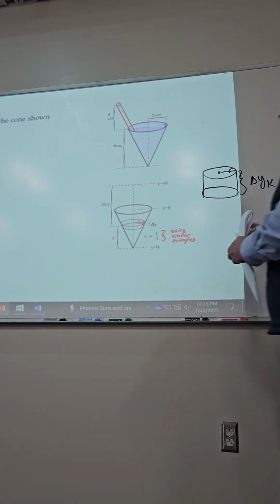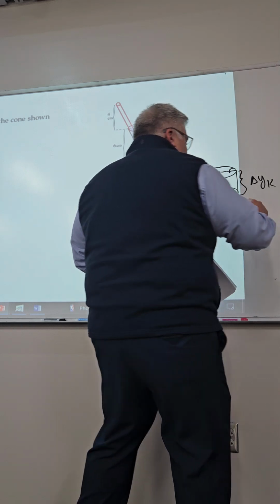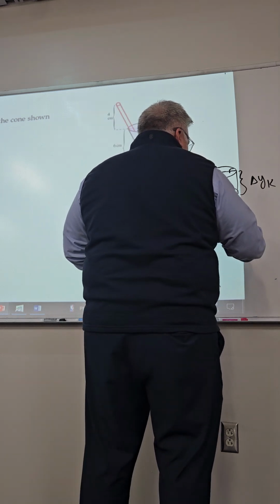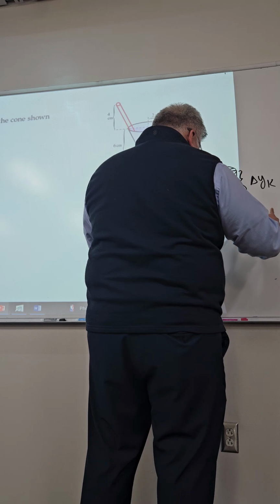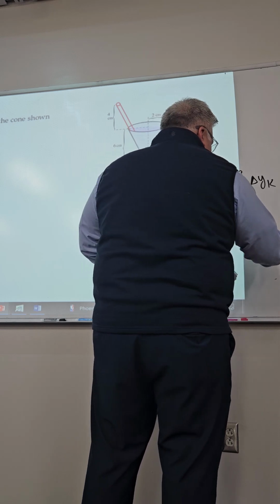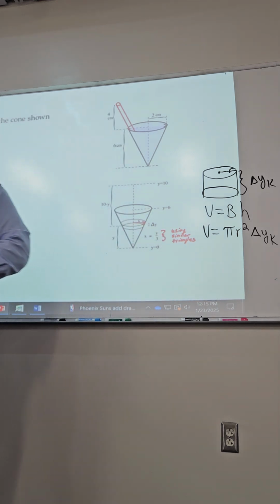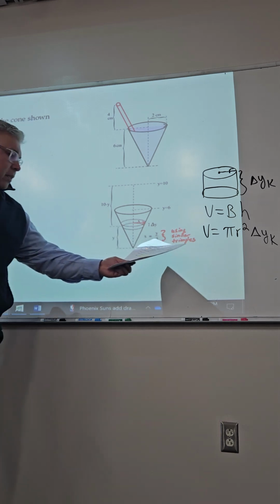Now remember, how do you find the volume of a cylinder? Volume is equal to the area of the base times the height. So pi r squared times the height, and this height is delta y sub k. Because we're going vertical, that's the height of each cylinder. Are y'all okay, class? So far, so good? So the volume of each slice is this.